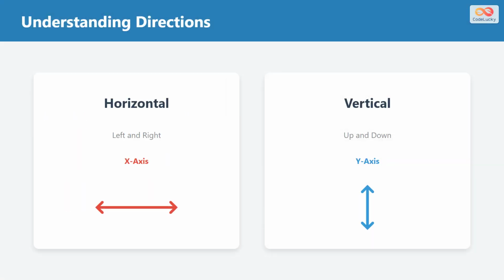It is very important to remember which direction corresponds to which axis. The x-axis handles horizontal movement, meaning left and right. The y-axis handles vertical movement, meaning up and down.